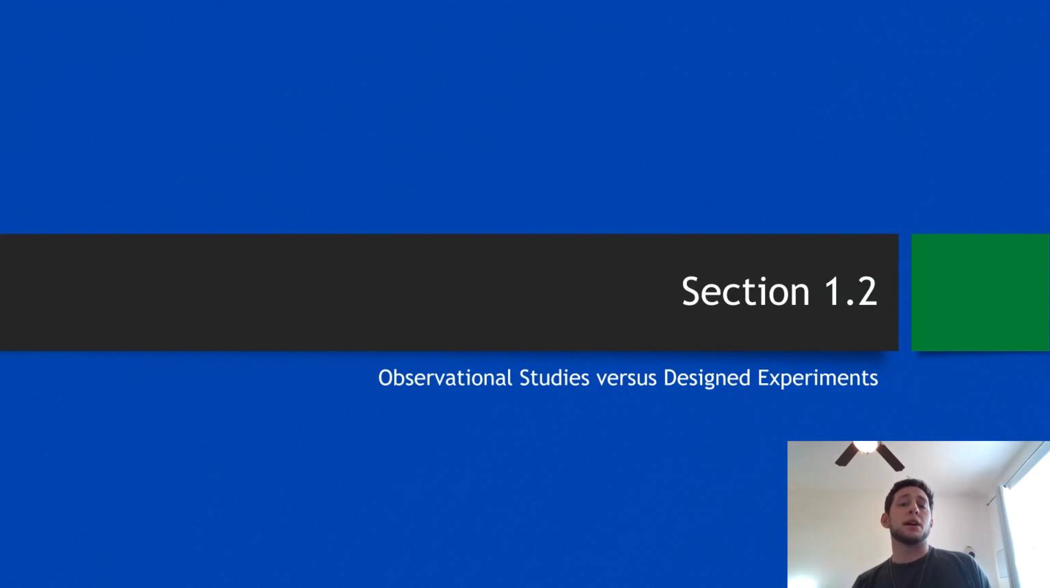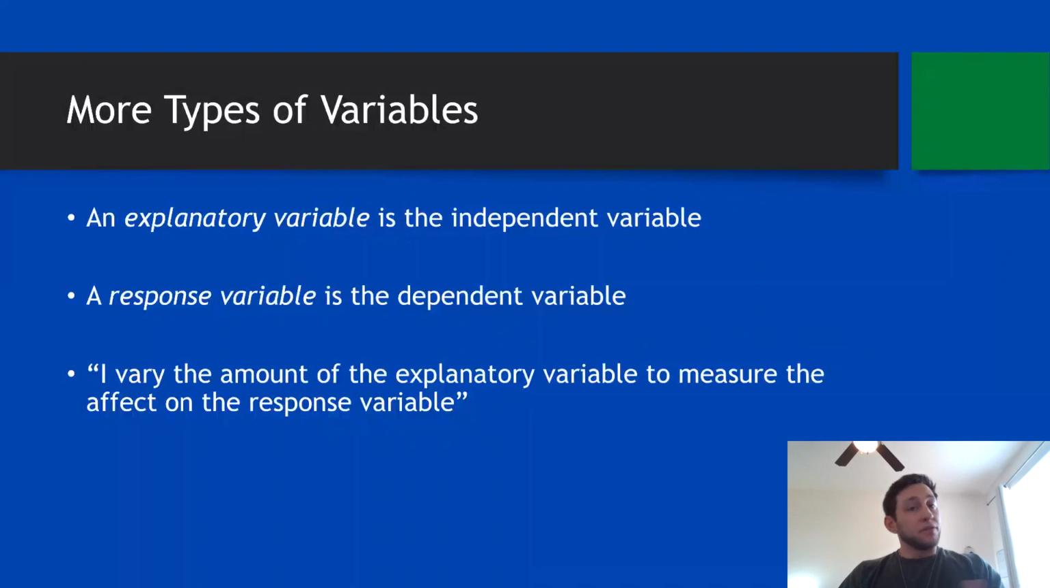Okay, so today we're going to be talking about section 1.2, which is about observational studies versus designed experiments. Now, unfortunately, we're going to continue our definition dive. So today we're going to be starting off with explanatory variables versus response variables. Now, if you've taken a science class, you've probably heard of independent variable versus dependent variable. Well, that's all it is: an explanatory variable is an independent variable, and a response variable is a dependent variable.